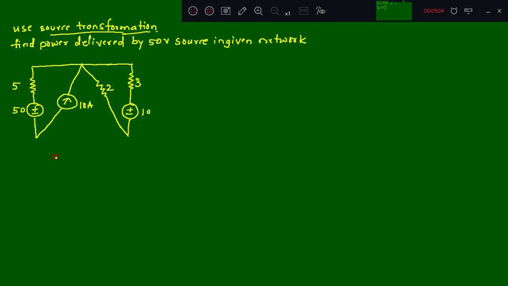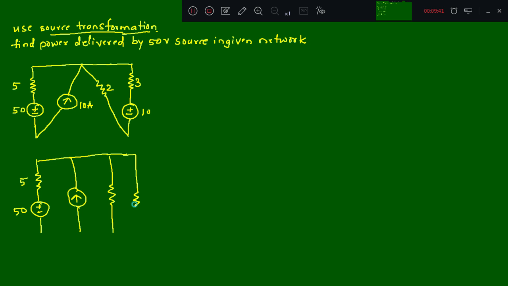So again rewrite the circuit. So this circuit can be rewritten in this way. So this 5 ohm and then this 50 volt source will be as it is, right? So this current source of 10 amperes can be written in this way. Then this 2 ohm can be written in this way. Then there is a 3 ohm resistor in series with a voltage source. This can be written in parallel with a current source, right?